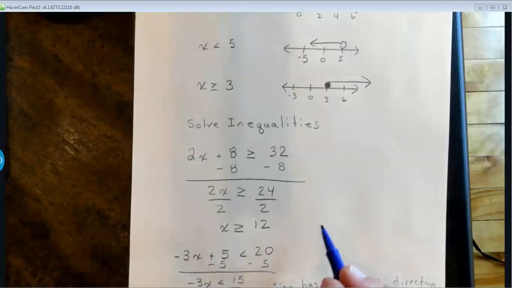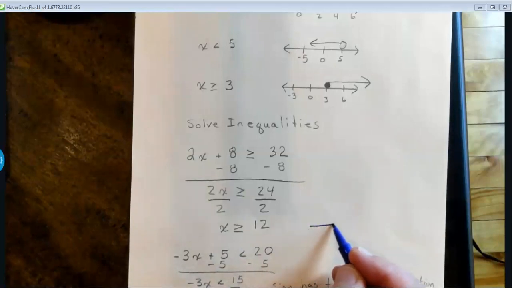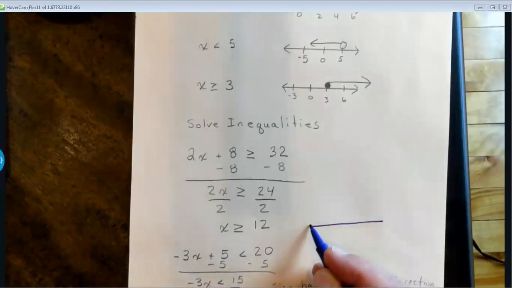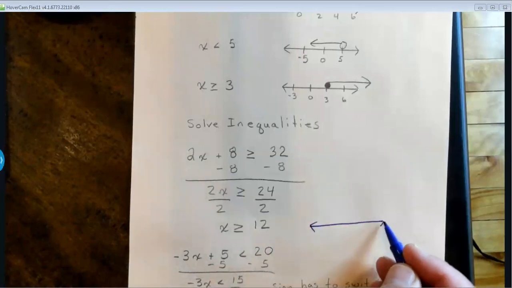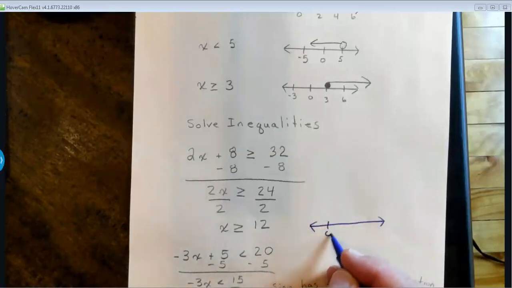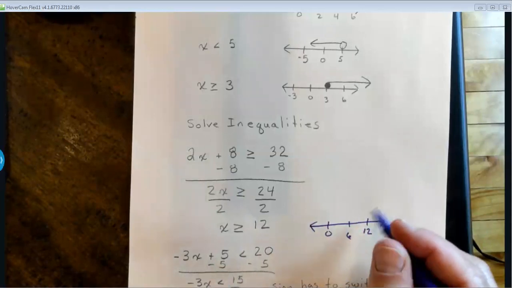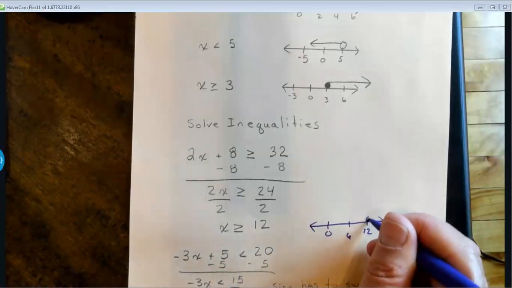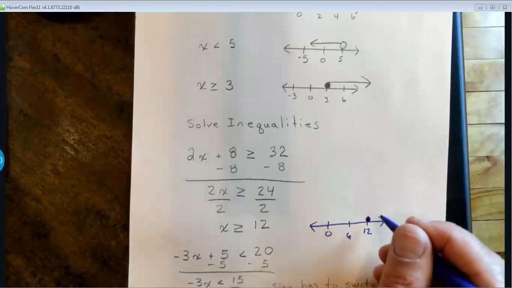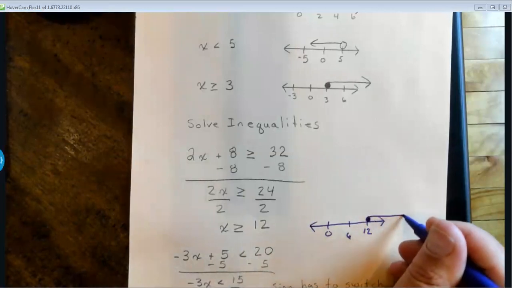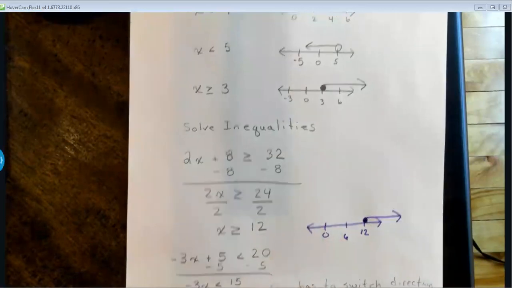Now to graph that, I make myself a number line. And if I had 0, 6, 12, I'm going to put a closed circle at 12 and an arrow that would go to the right.